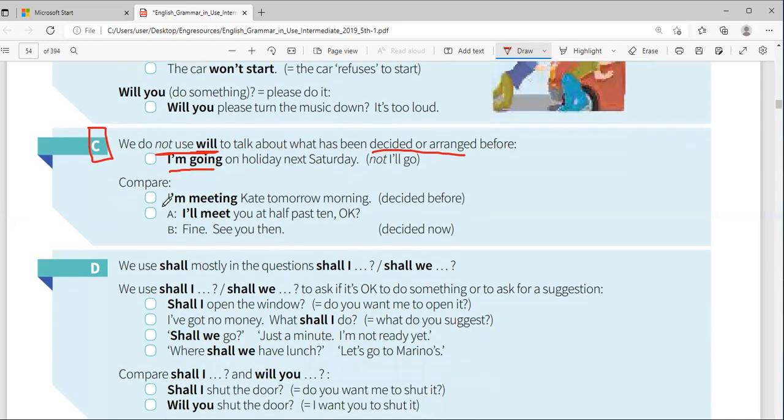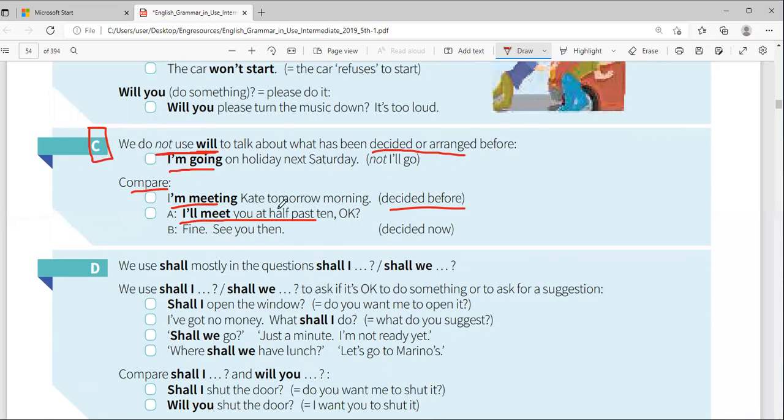So going on, compare this now. I'm meeting Kate tomorrow morning. When you say I'm meeting, it's like a decision was made before. Or maybe, in fact, Kate even knows that. Could be that we made the decision maybe a week ago. So when you tell me, I'll say, okay, I'm meeting her tomorrow because we already planned that. But when you say I'll meet you at 10:30, okay, this is like now I'm making a decision now. I'll meet you at 10:30, okay? And B says, fine, see you then. So decided now. So here the decision has just been made.